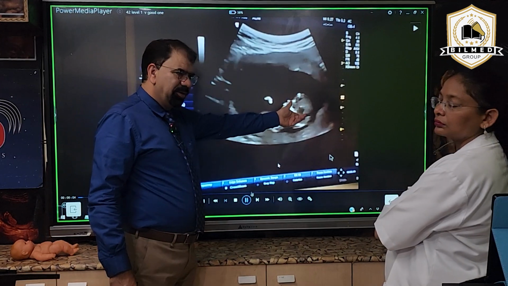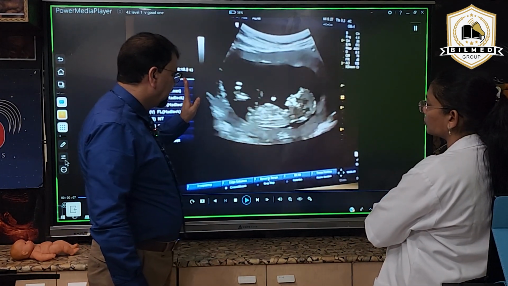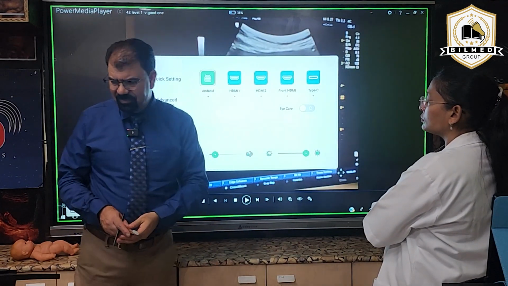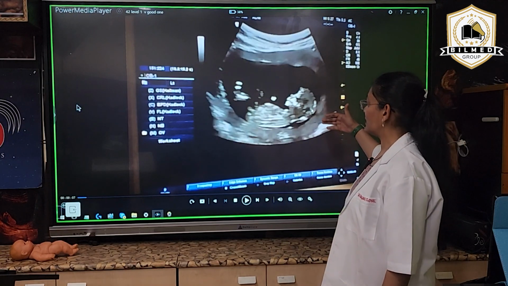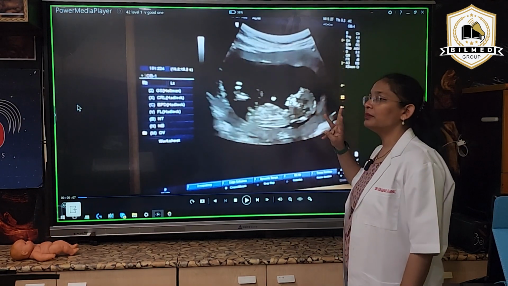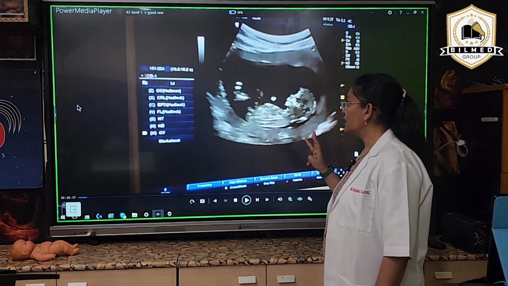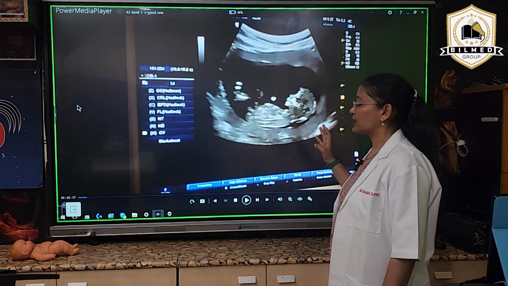So the basic important point is that your scan plane has to be complete mid-sagittal. The scan plane has to be mid-sagittal, and there are three main things we have to see: nuchal translucency, the second thing is ICT, and the third thing is ductus venosus.